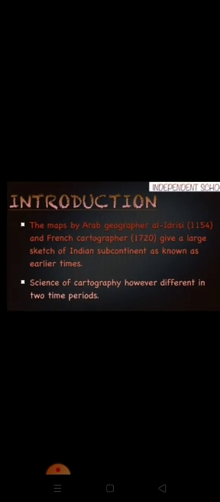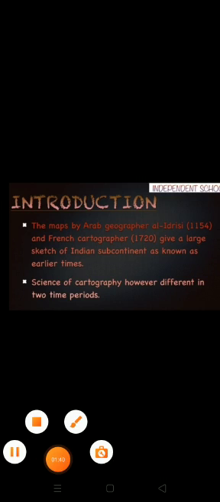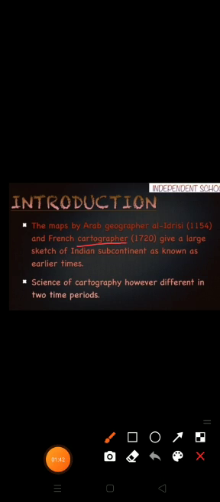Now the introduction. The maps by Arab geographer Al-Idrisi, which was prepared in 1154, and a French cartographer. So here is the word cartographer. Cartographer means a man who draws the map. Okay, जो मैप को बनाता है उसी को हम लोग कार्टोग्राफर बोलते हैं.